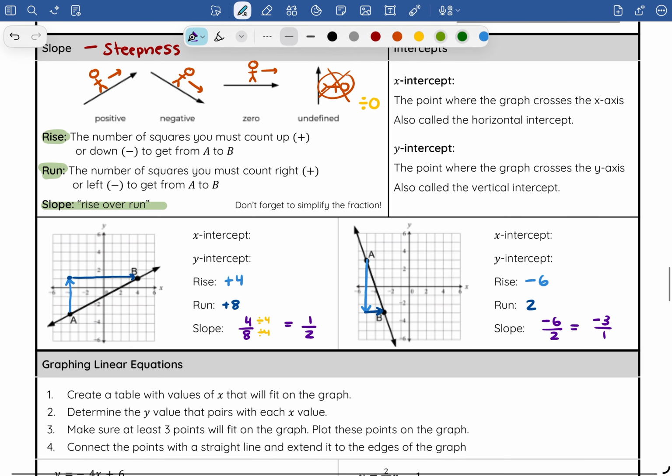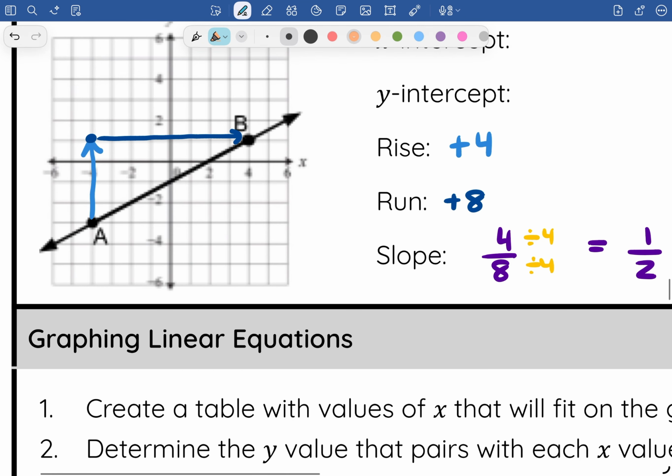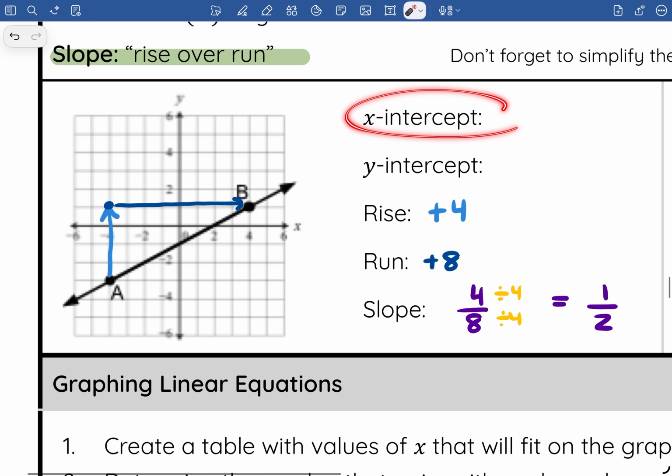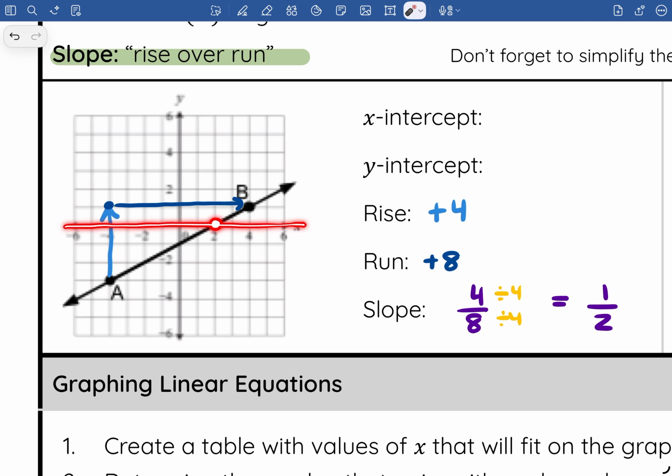Next up, the other stuff that we talked about in terms of the features of the graph was the x-intercept and the y-intercept. So this is where it crosses the x-axis or the y-axis. And you're really just looking at the graph, zooming in on mine at least, I know yours is kind of small, and just saying, okay, where does it cross? Sometimes it gets a little bit funky, but our x-intercept in this case, where it crosses the x-axis, would be right here. And that's at 2. So we're just going to write 2.